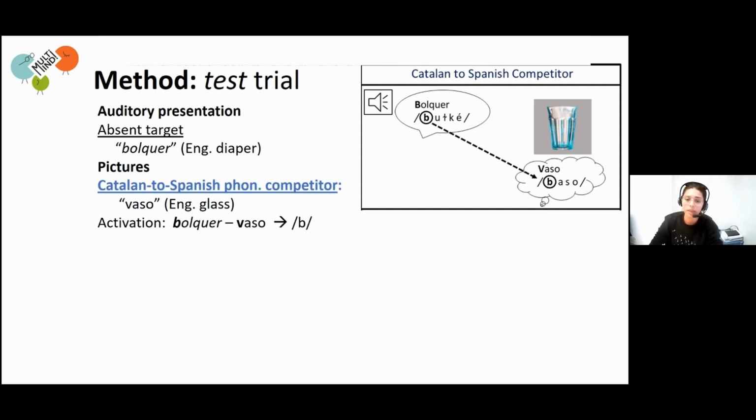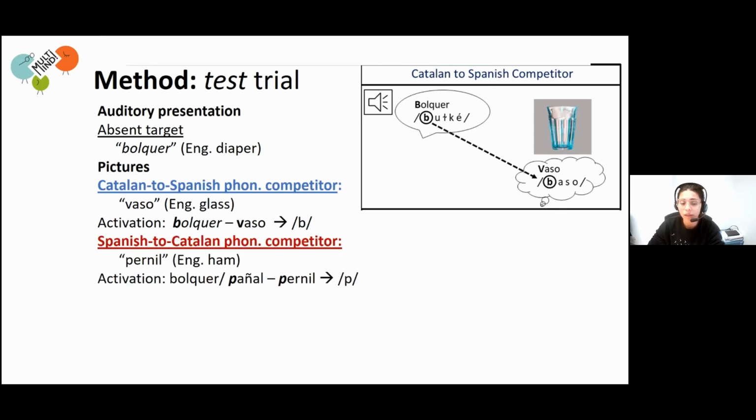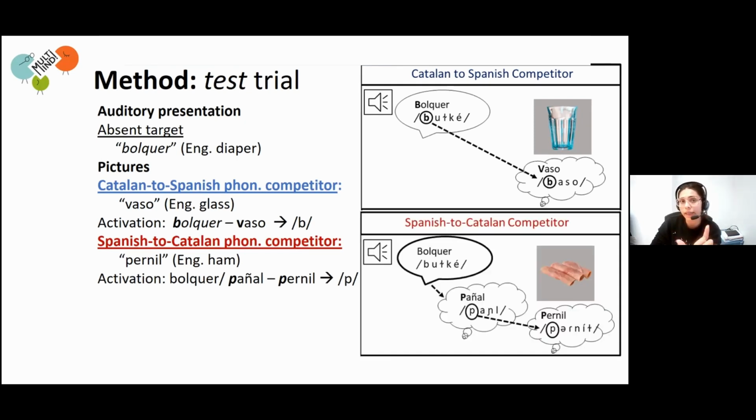Also, we included a Spanish-Catalan phonological competitor. In this case, it was the picture of pernil, because vulgaire in Spanish is pañal, and pernil, which is ham, sounds similar. So in this case, we expected the children to look to the picture of the ham based on the phonological overlap between the translation of vulgaire, which is pañal, and the Catalan label for ham, which is pernil. Pañal and pernil share the onset.